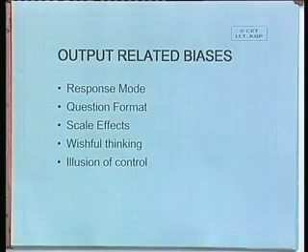2 more slides. The output related biases. There are things like response mode, question format, scale effect, wishful thinking, illusion of control. These are some of the things that are usually related to outputs, right. Wishful thinking, that you are thinking that things will turn out to be better. So, your output may be made according to that. The output is not showing the real value, it is the wishful thinking of somebody else, alright. Sometimes the output is shown in a manner as if the control is present, right. Then depending on the different formats and scales or the way responses are made, the output can actually show different behavior. We will discuss this a little bit while we discuss user interfaces.